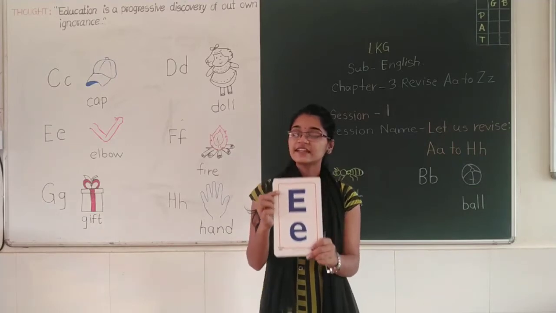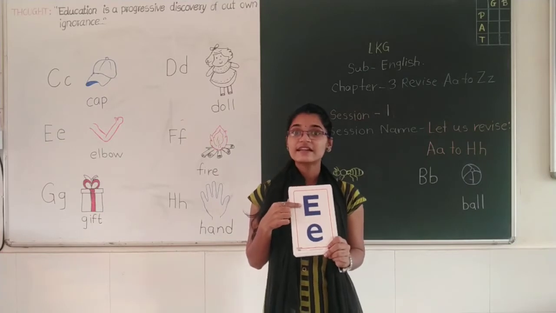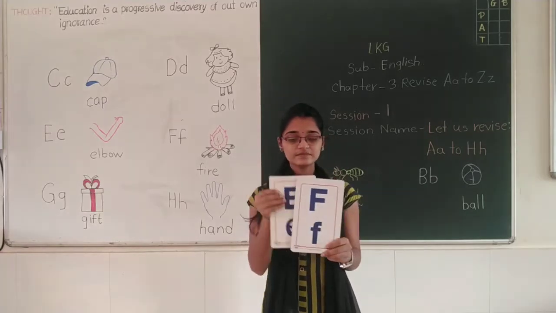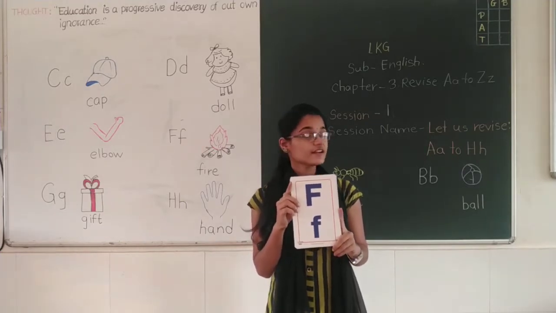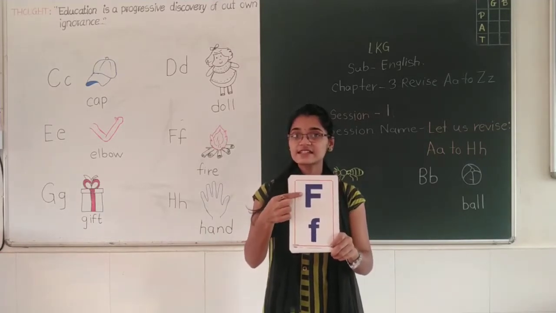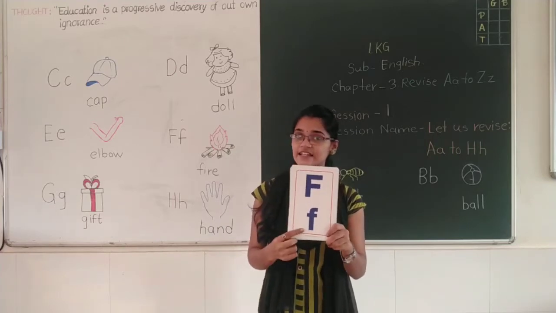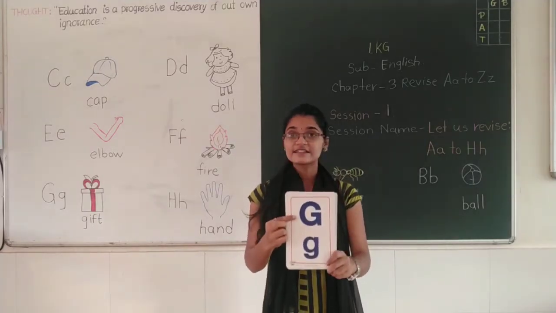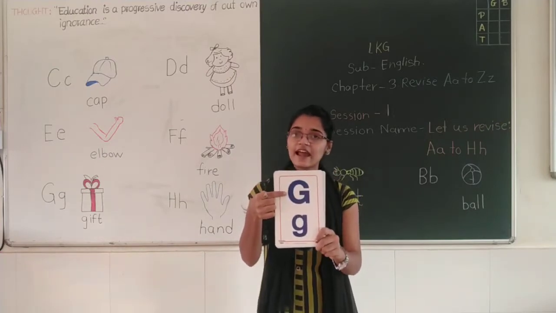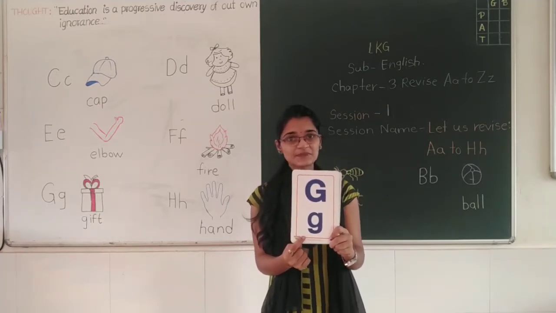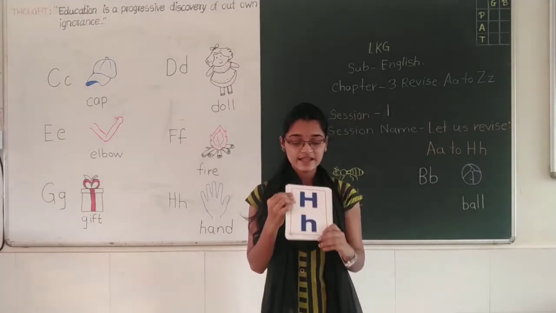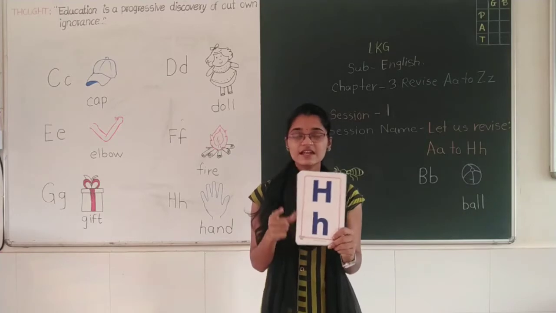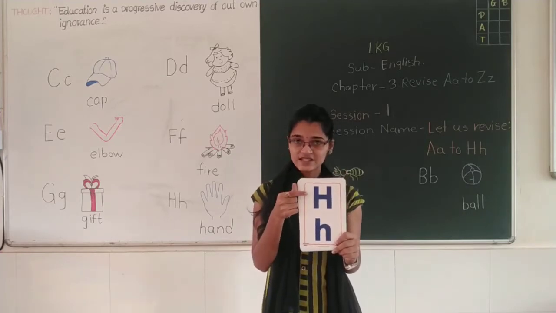Then next is letter E. Okay? So this is letter capital E and this is small e. Capital E, small e. Next is F. Letter F. Now tell me which letter is this? Capital F and this is small f. Capital F, small f. The next letter G, right? This is capital G and this is small g, right? Next is H. Which letter is this? Letter H. So this is capital H and this is small h, right? Capital H, small h.